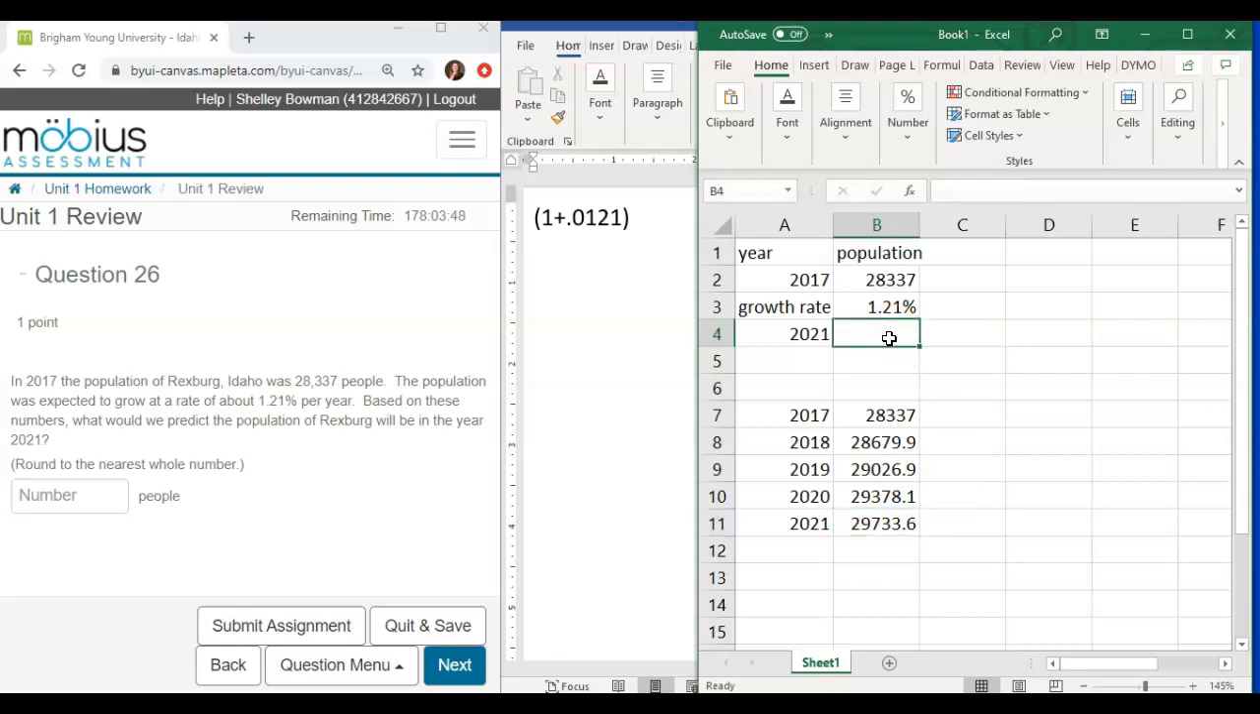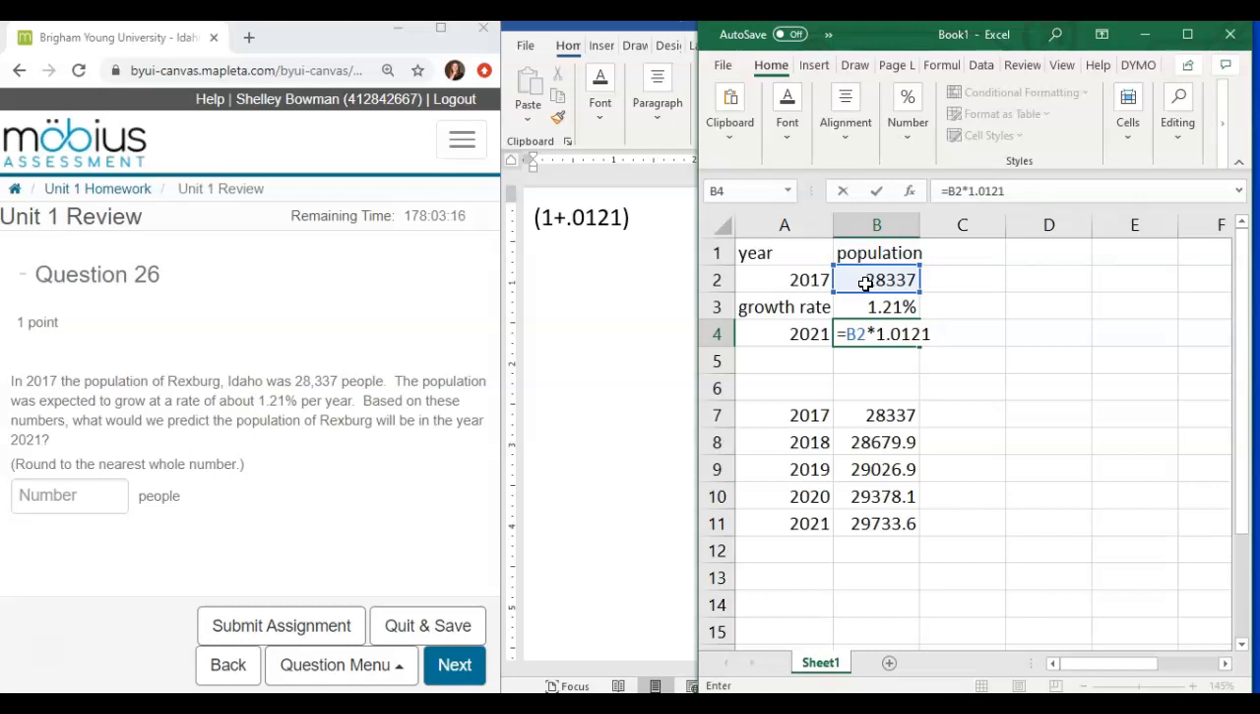The other option is an equation if you would like to write this out, and we'll do equals. Again, we still have the 100% and the additional 1.21% and the original 28,337. So I'm just going to reference the original total and multiply it by our 1.0121. Now that's the increase per year.